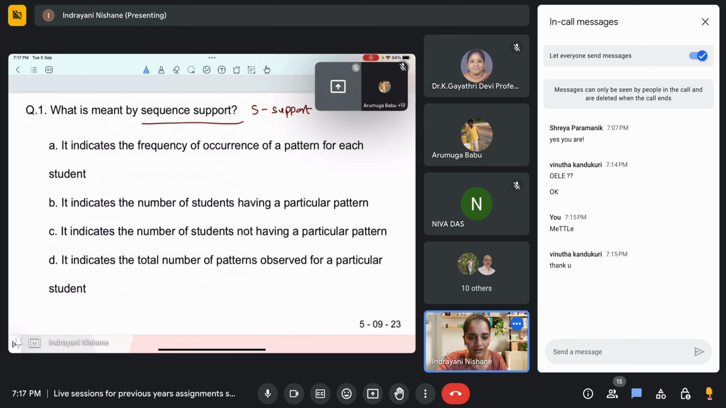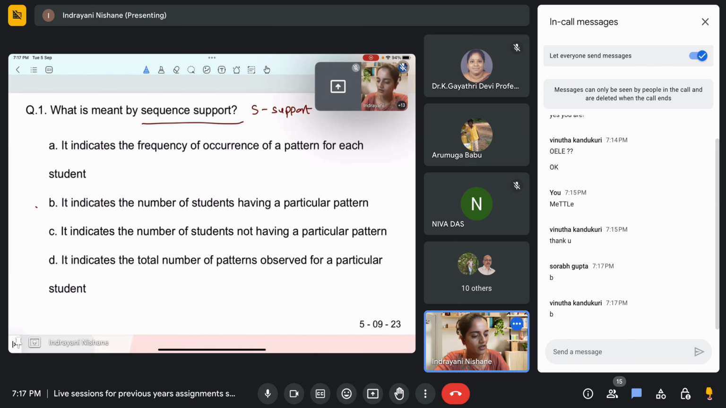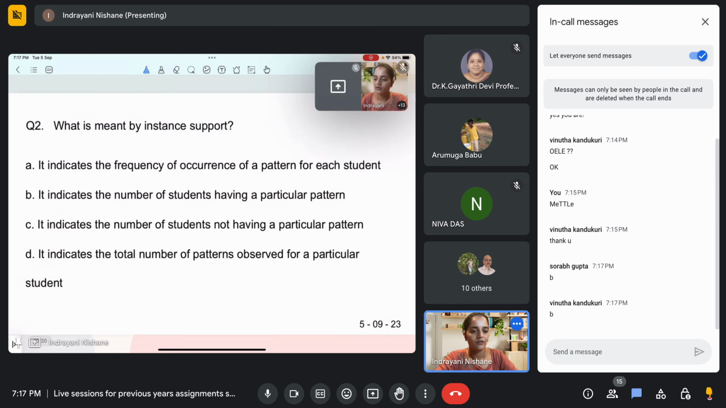Option B, right? Okay. So as the definition says, it is the number of students having a particular pattern. Yeah, that's the correct answer. So we shall move on to the next question. There does not seem to be any doubt because it's straightforward.